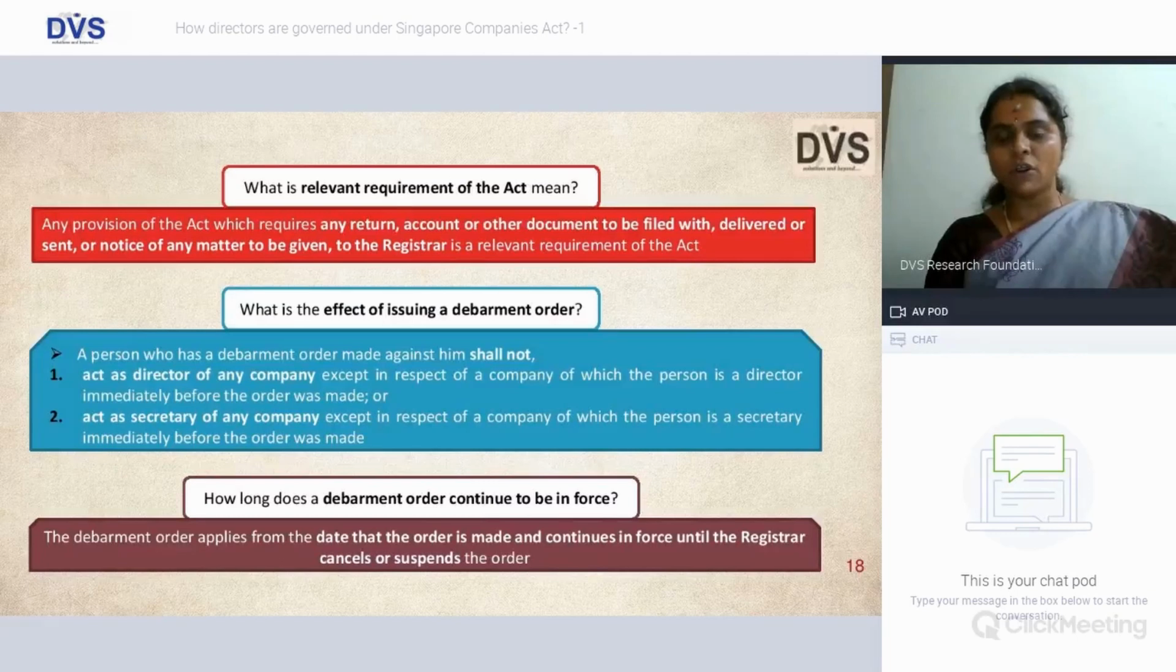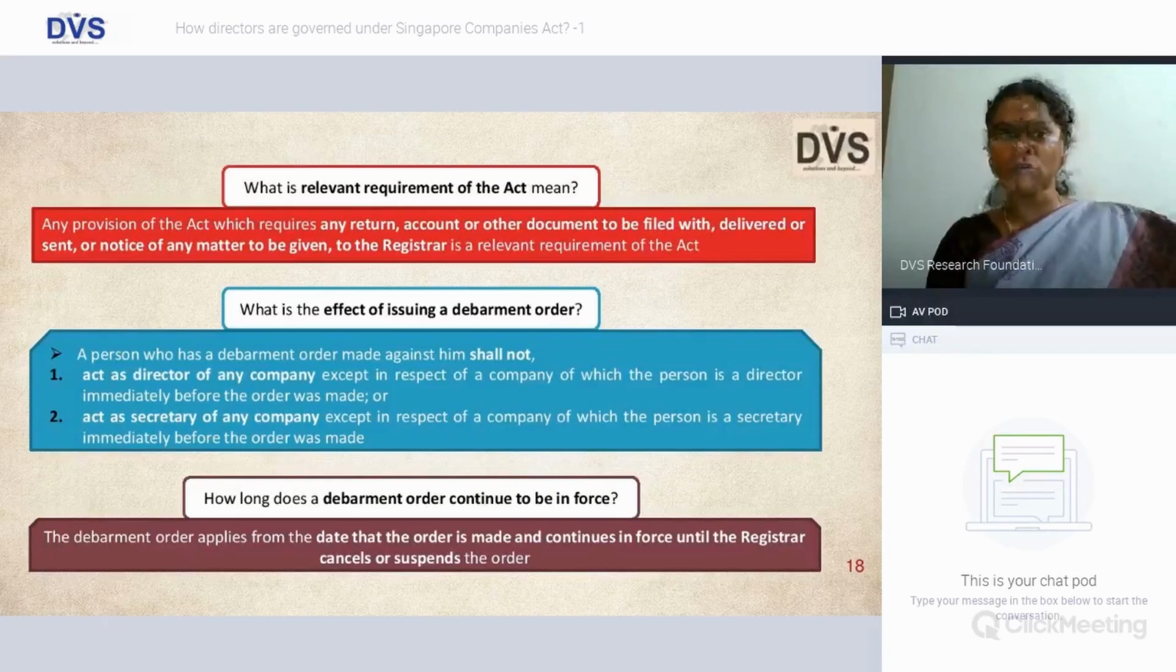There is a reference drawn in the provision for relevant requirements. So what do you mean by relevant requirements? It says the provision which requires any return, account or any other document to be filed or delivered to the registrar. This is a relevant requirement of the Act.